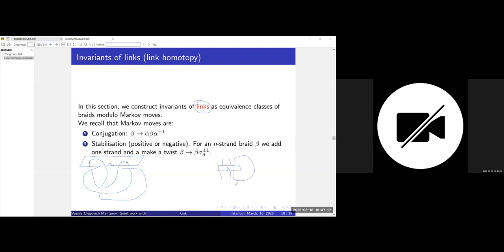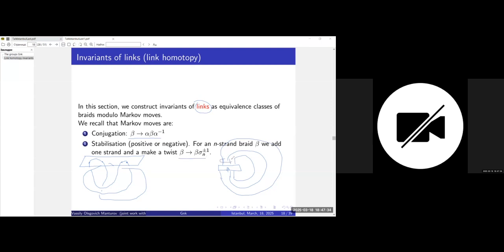And the closure of a braid gives us a link. And there is a famous Markov theorem which says that two braids have the same closure if they're obtained from one another by a sequence of the following moves.